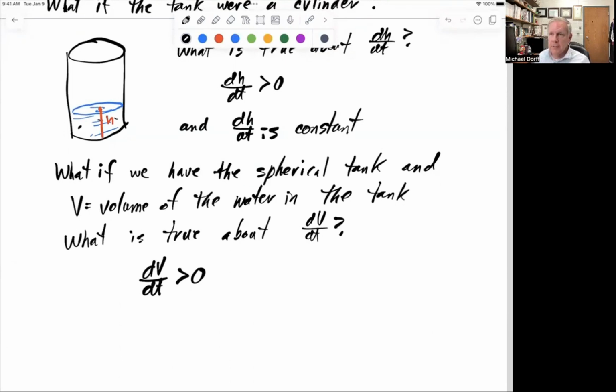Is the volume constant or is it increasing? Is it constant or non-constant? Or I should say, is dV/dt constant? Yes, dV/dt is constant because the water is coming in at a constant rate. So the volume is increasing at a constant rate.